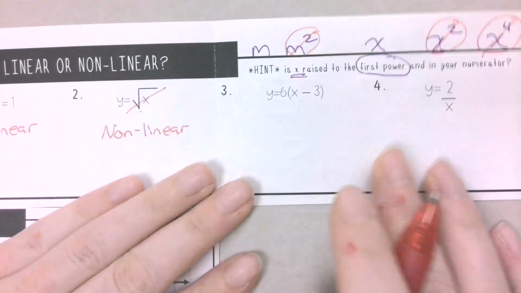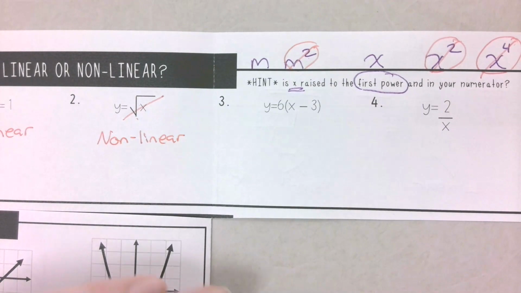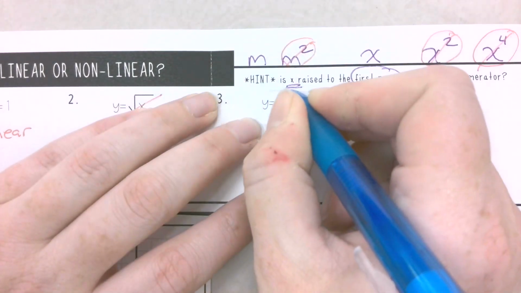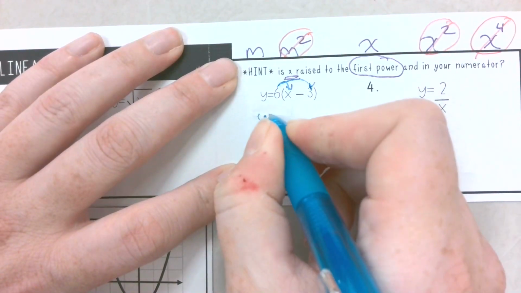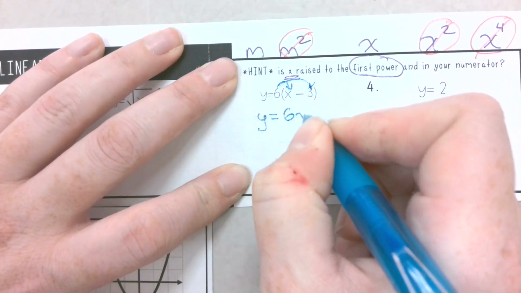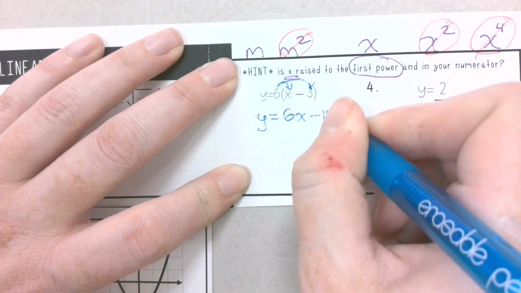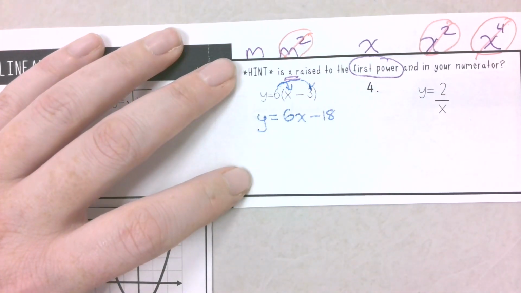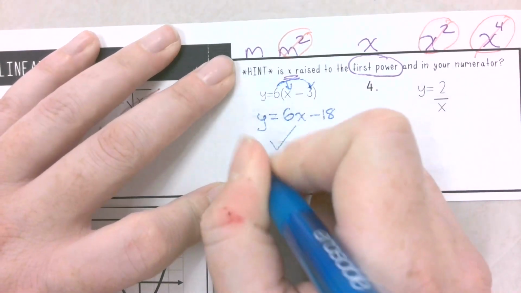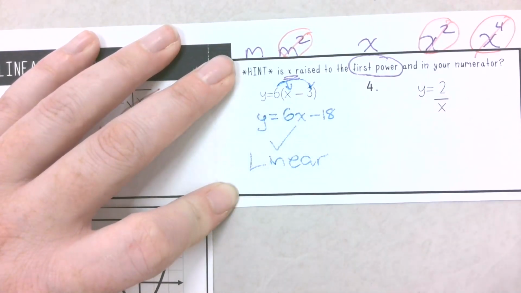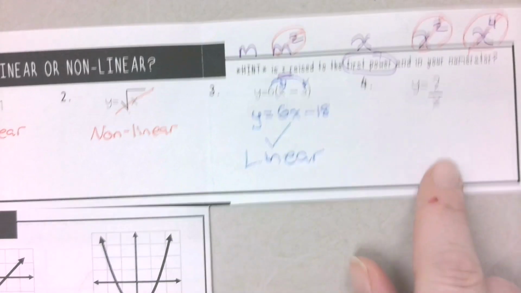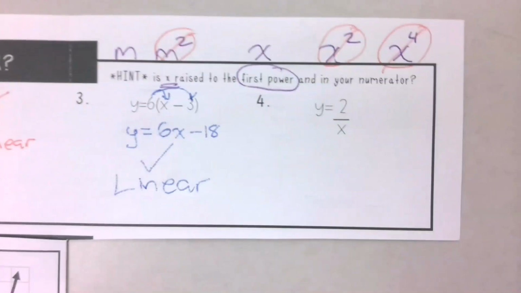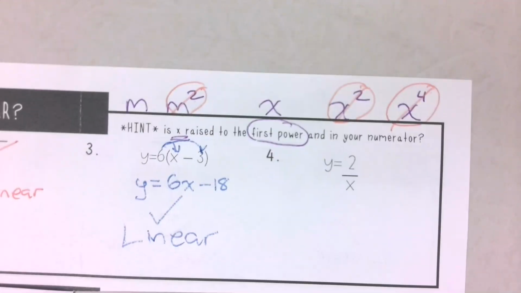Let's come to this one. Uh-oh, this was hard to tell because it's not simplified, so let's go ahead and simplify it first. So we need to distribute our 6 to both pieces, and we get y equals 6x minus 18. What do you think now? You're right. It is indeed linear. Sorry, my pen is terrible right now. Good.